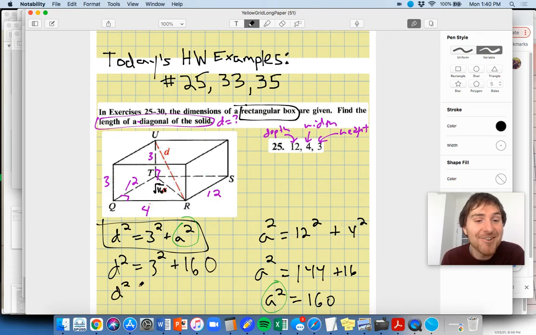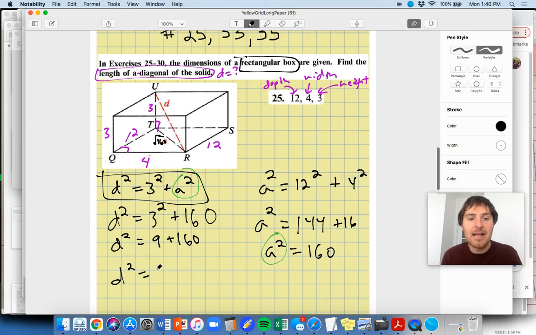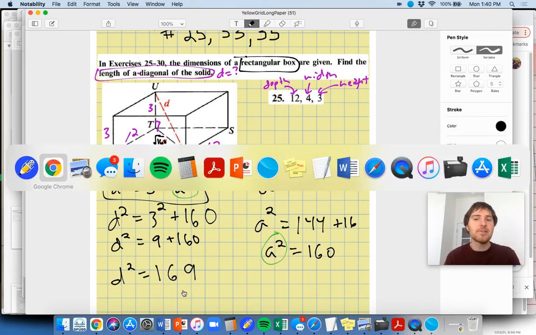And you're like, this is from one of the examples we had in class today. 3 squared is 9, plus 160. And what's 9 plus 160? 9 plus 160 is 169. And what did I tell you about 169 in class today? Try to remember, what's 169? How can we write that? Is it a perfect square?